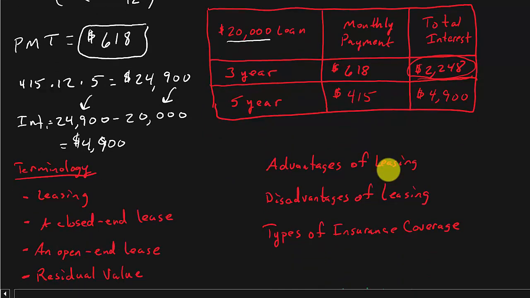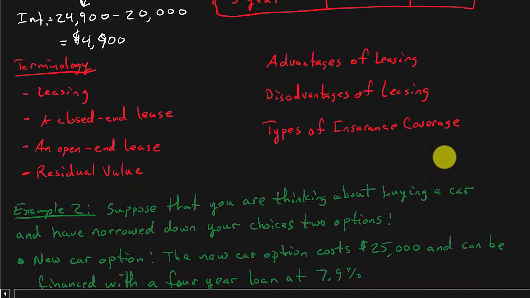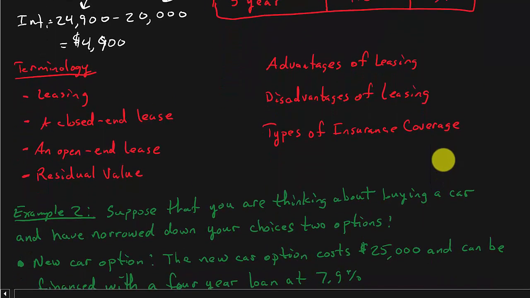All right, and then this one here, I'm not going to get into a lot of depth on it, but this is just some terminology. Leasing is paying a specified amount of money over a specified time to use a product. It's like a long-term rental agreement. Leasing a car instead of buying one.